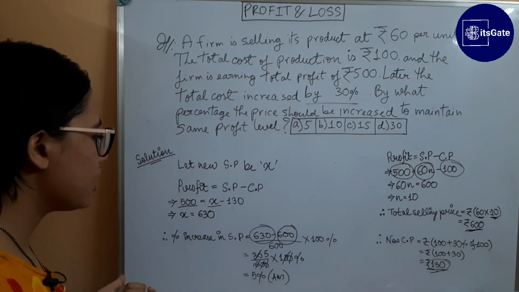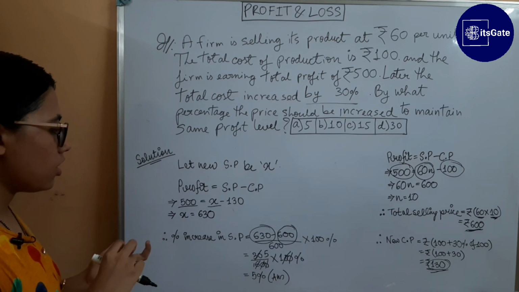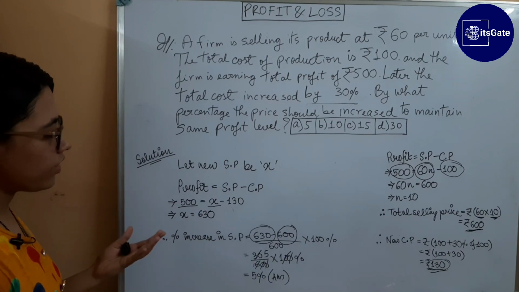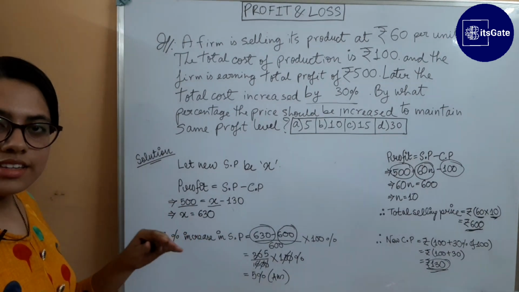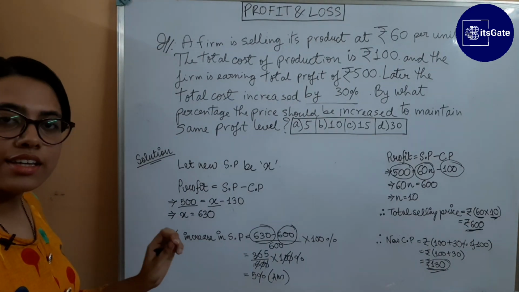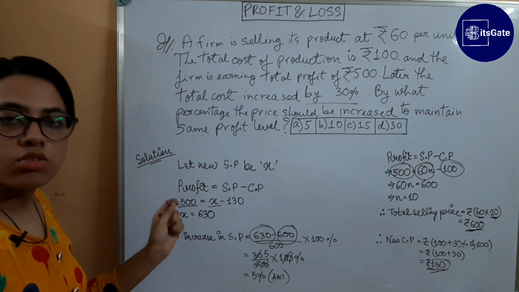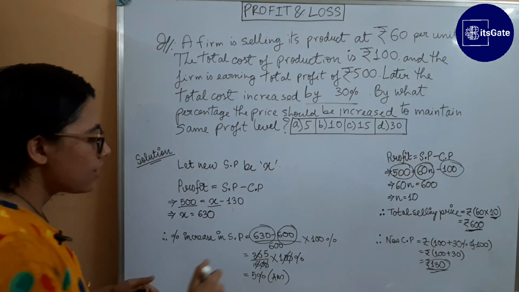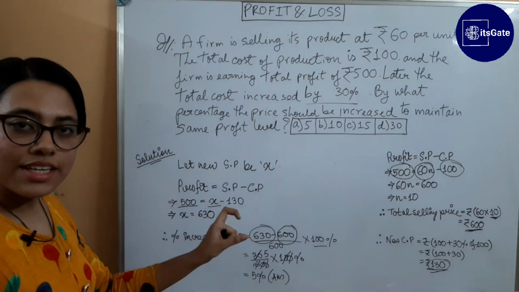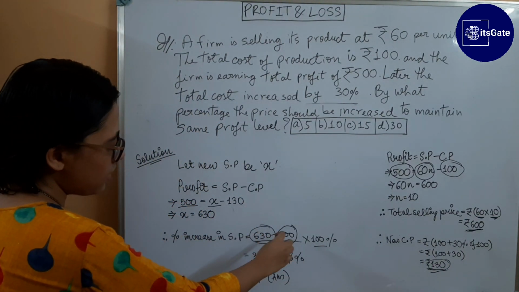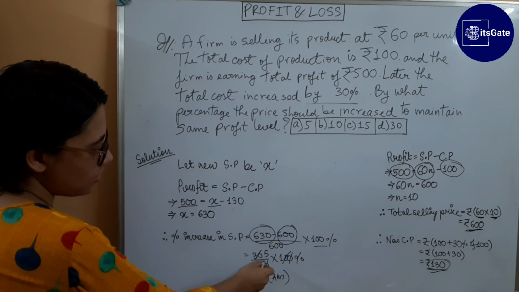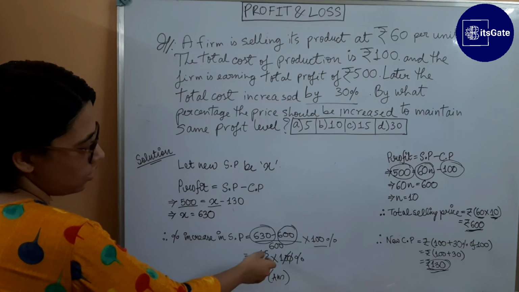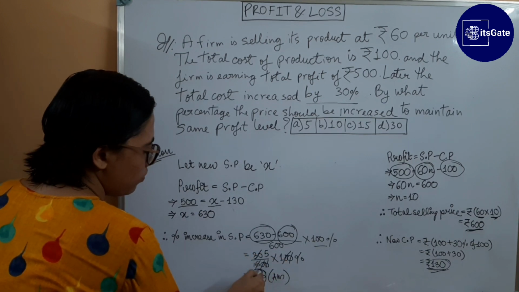We know how to find the percentage increase. We will take the difference of the new selling price and the old selling price and we will divide it by the old selling price. That is, with respect to the old selling price, we will find how much the new selling price has increased. This into 100% to find the percentage. So 630 minus 600 is 30, divided by 600, into 100%. So 100 and 600 goes 6, and 6 and 30 goes as 5. So final answer comes to be 5%.